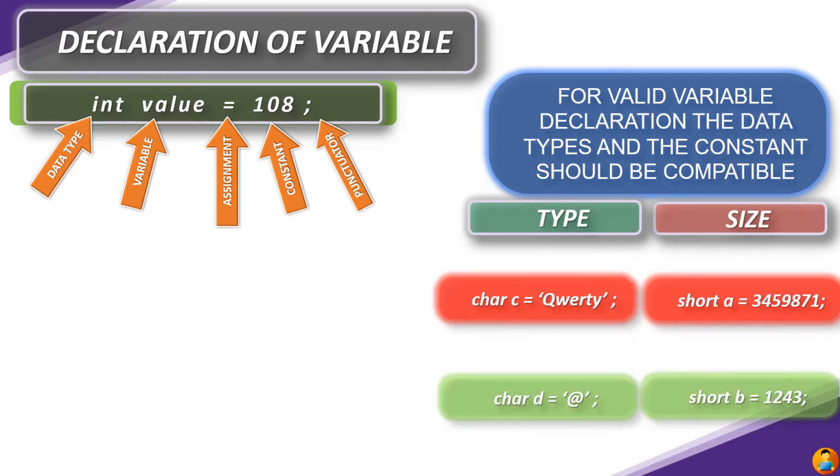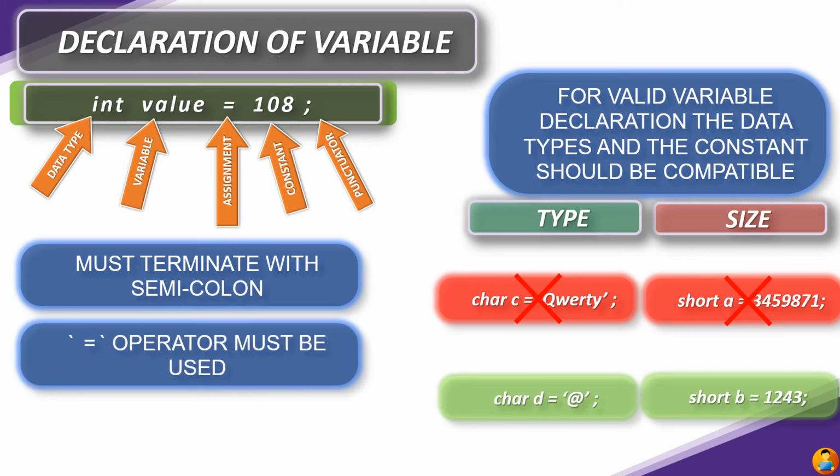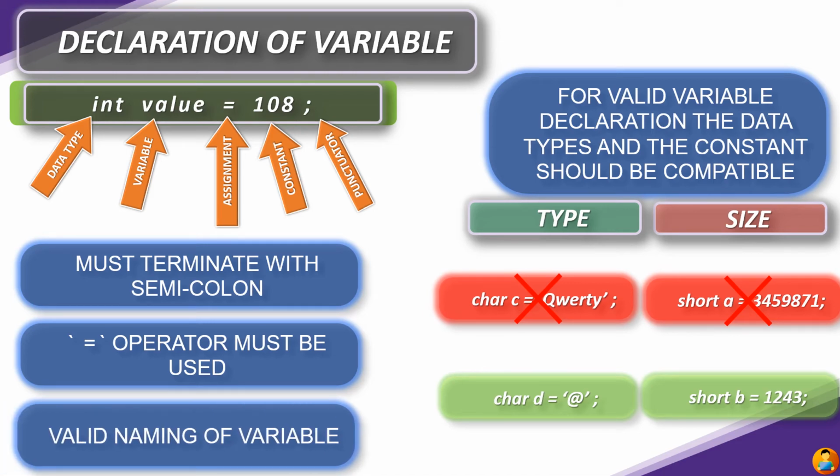In the example below, as char stores only one character, the first declaration is wrong. Similarly, for another case, as short stores only a smaller range of integer, hence it is invalid. Other criteria are: the declaration must end with a semicolon. For multiple declarations, we can use a comma between each variable. Equals operator must be used strictly. The most important is that a valid name should be given to the variable.